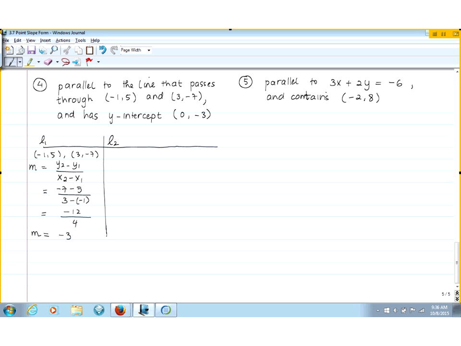All right. What do we know about L2? L2 is parallel to line 1. What else? Y-intercept 0, negative 3. Okay. Then what?